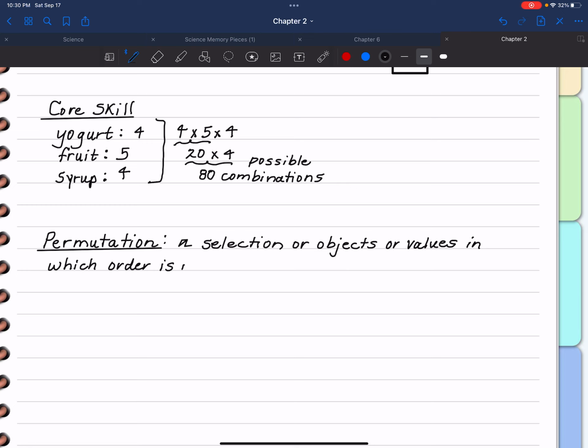One of the best illustrations of this is a race. Whether it's a foot race, a horse race, a car race, where order matters. The person who finishes first in the Kentucky Derby wins $1 million. The person who finishes second wins maybe 200,000. So order is important in that situation.